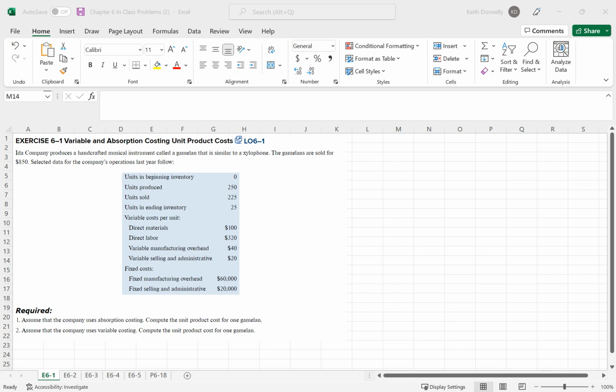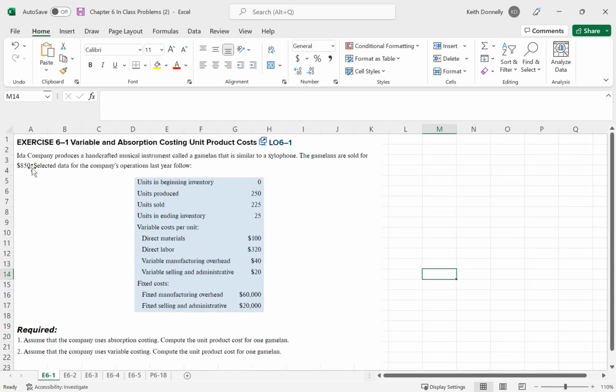Okay, hi everyone. This is going to be the lecture for chapter 6. We're going to be looking at some problems here. So it looks like we got 1, 2, 3, 4, 5, 6 different problems. First few are a little bit more simple. As we move forward, the more complicated they will get. So let's look here at this first one.